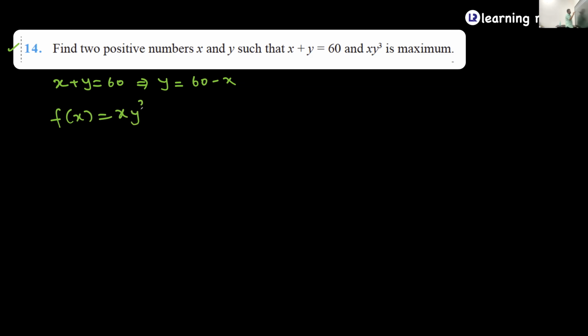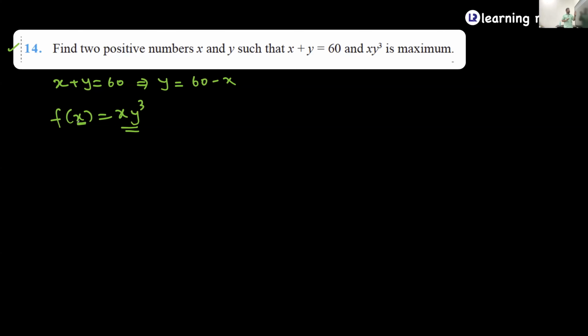x, y cube is a function. If you observe this, it is not a function of one variable. See, I wrote this step only for you to understand. I could have directly written it as 60 minus x the whole cube. But listen, whenever you write the function, it should be a function of one variable. Here there are two variables, so convert one in terms of the other. Either you can convert y in terms of x or x in terms of y. You are free to do that.